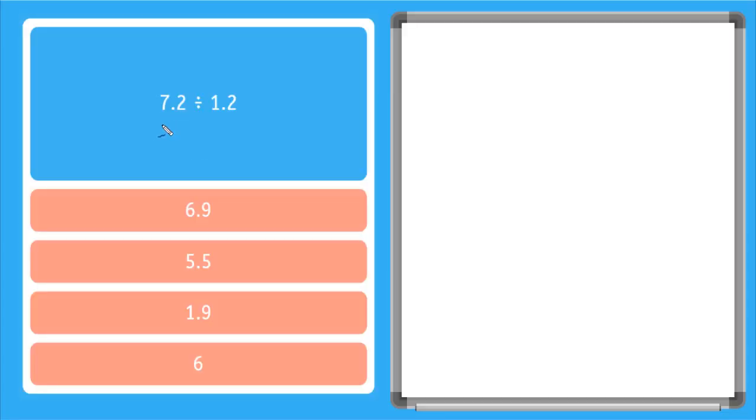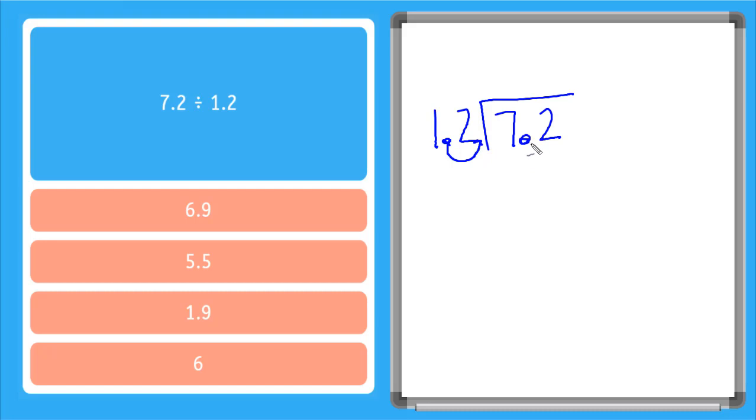When we're dividing decimals, the first thing we do is take our expression and write it in standard form. So 7.2 divided by 1.2 in standard form looks like 1.2 goes into 7.2. The second step is we're going to move our decimal place over on our divisor until this becomes a whole number, meaning it's not a decimal anymore. So in this case, we need to move it over one place.